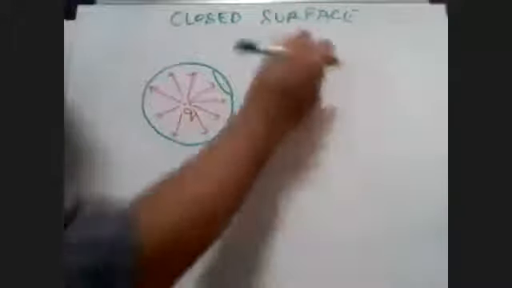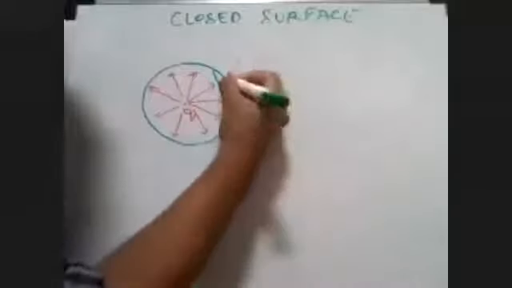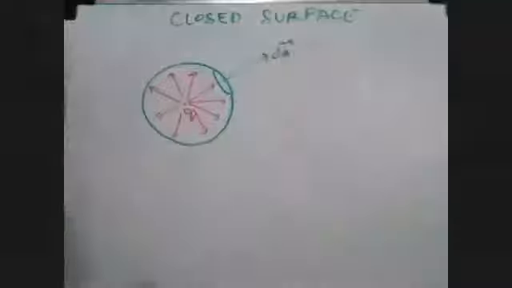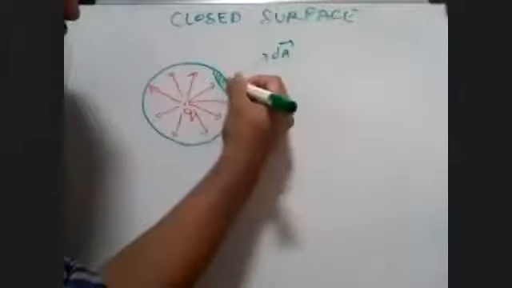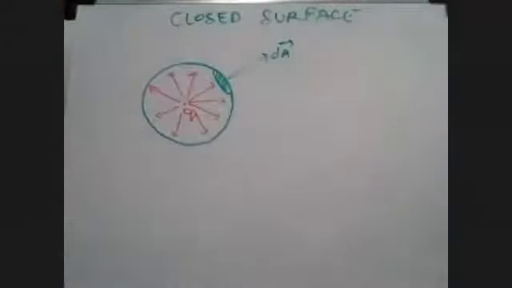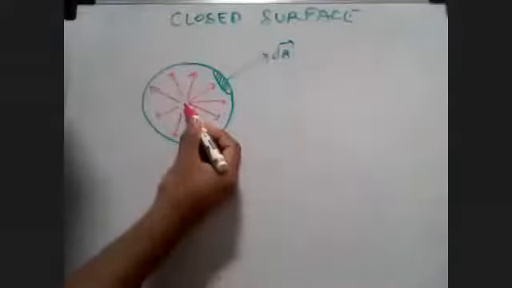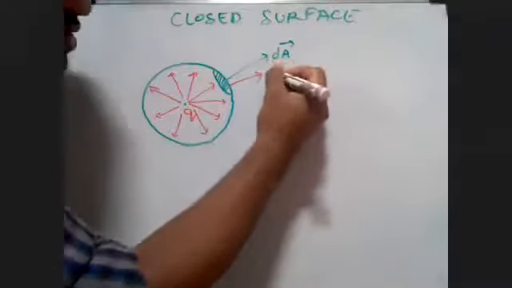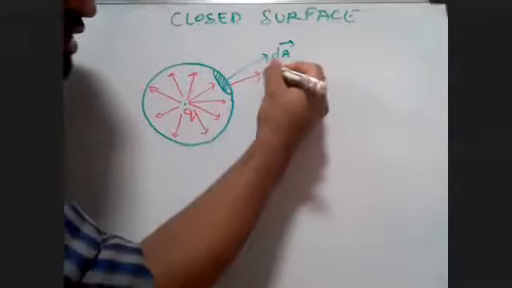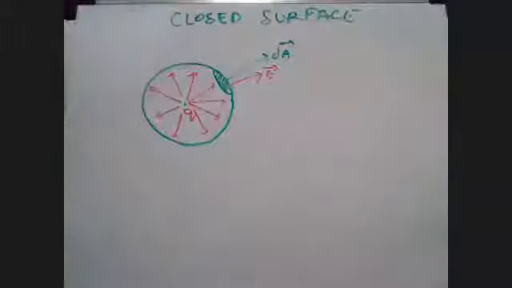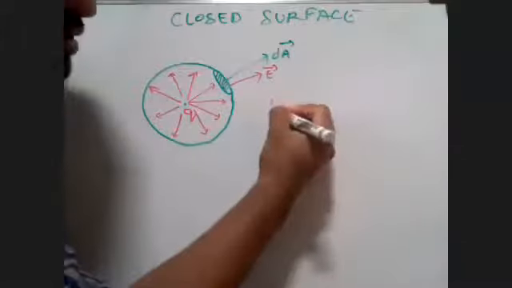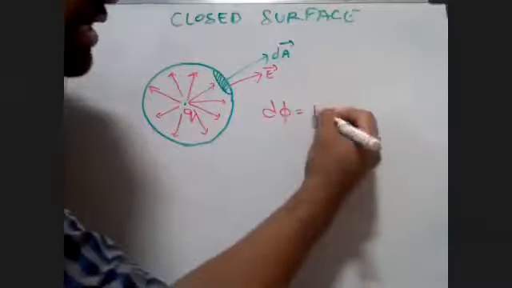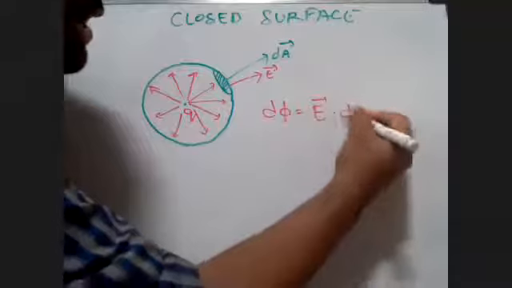We know that this dA is going to point out, what? dA is the area vector, perpendicular to this small surface. And the electric field line of this charge is also going to be parallel to this dA, so I will write E like that. Now what is going to be phi? Just write it down: d phi is equal to E dot dA.